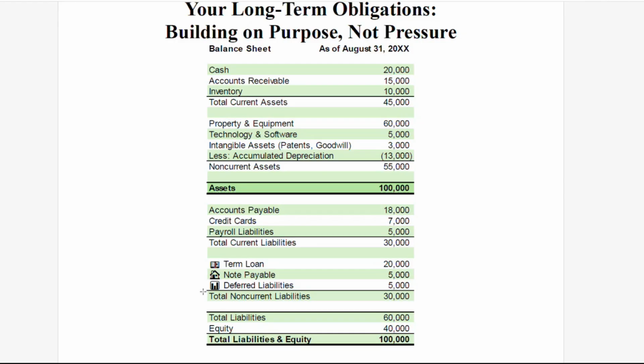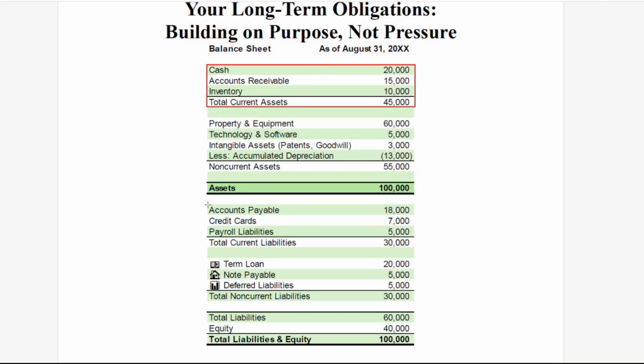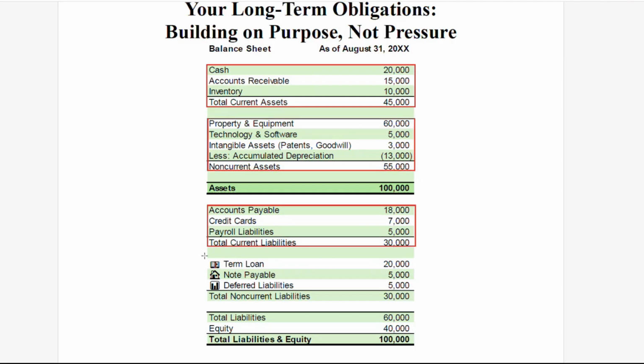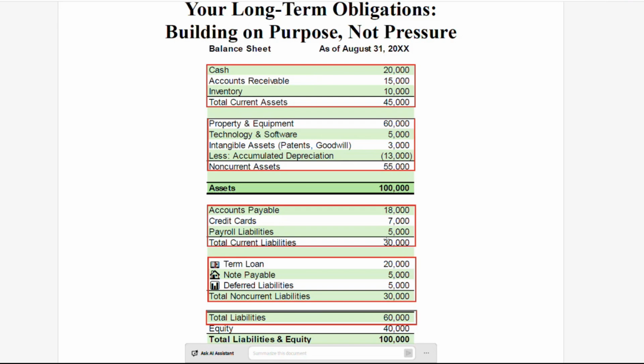So let's recap what we've talked about. We've gone over what current assets are. We've gone over what current liabilities are. And we've also gone over what non-current assets are. And finally, we completed the non-current liabilities. So there we are. And obviously, the one other thing that we should mention here is that total liabilities is the current liabilities plus the non-current portion of the liabilities, right? So that's where we are.